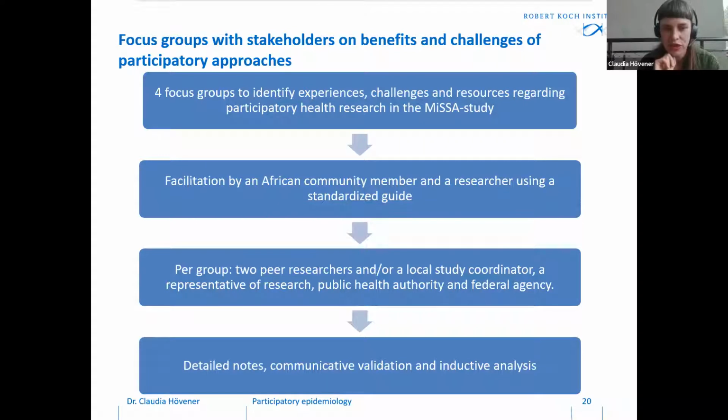The facilitation was always done by an African community member and a researcher from the Robert Koch Institute using a standardized guide. Per group, there were always two peer researchers or a local study coordinator, and a representative of research, public health authority, and federal agency. We wanted to make sure that all groups were balanced. We took detailed notes and then did inductive analysis.